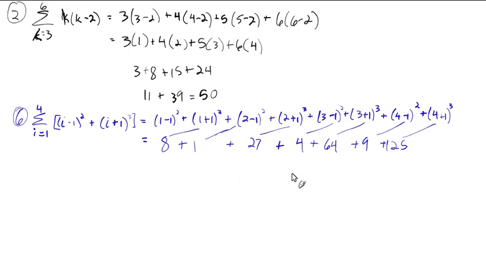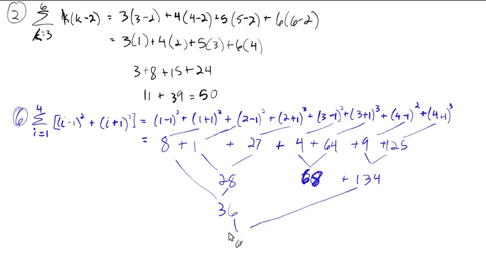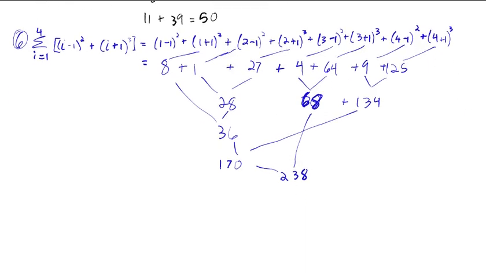Alright, so looking here, this is 70. No, this is 68. So this is just 68. This is 134. This is 28. This is 36. So these two added together are 170. And then these two added together are 238. Okay. I may have made a mistake there, just adding numbers together in my head. So if you want to call and write and tell me I got that wrong, I'll certainly change it, whatever it is. But pretty sure about that one.